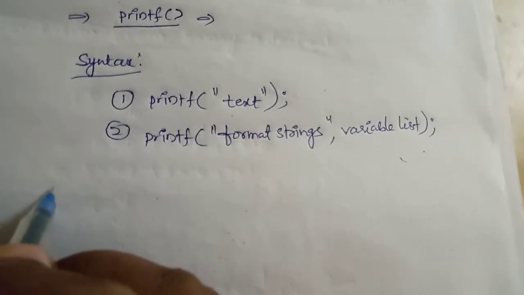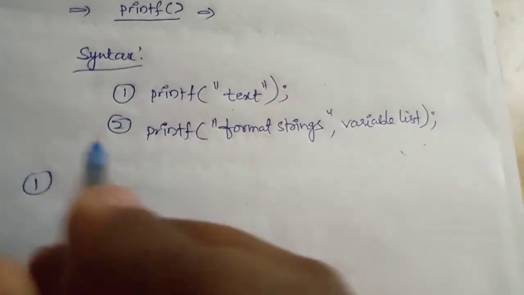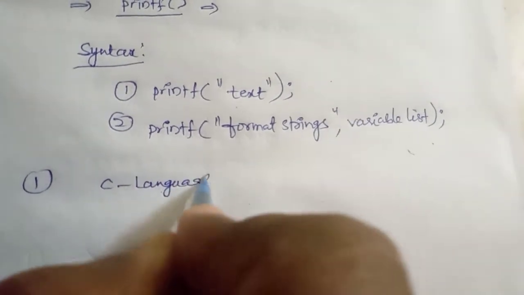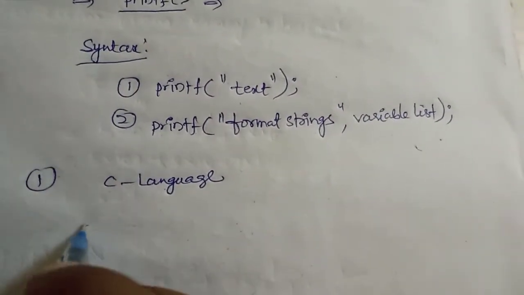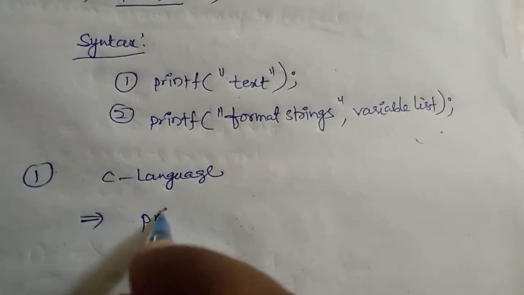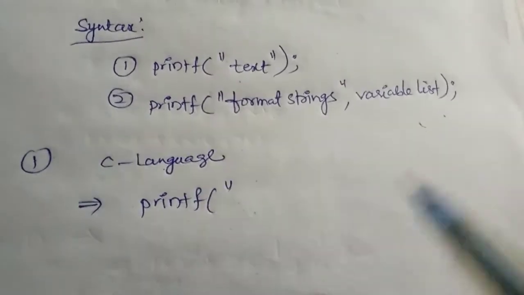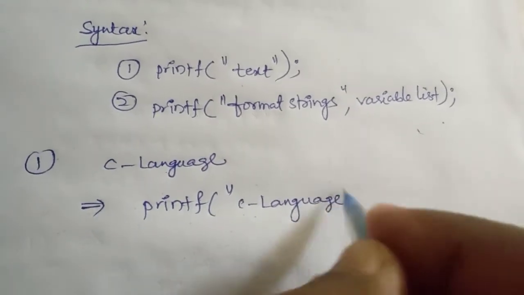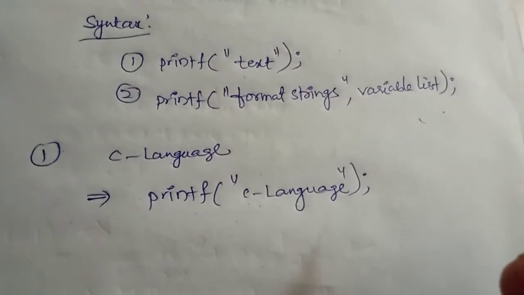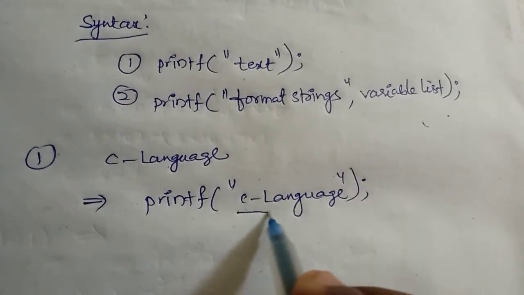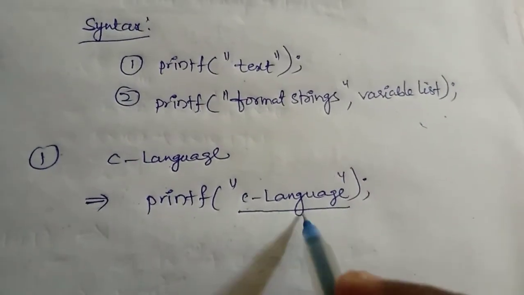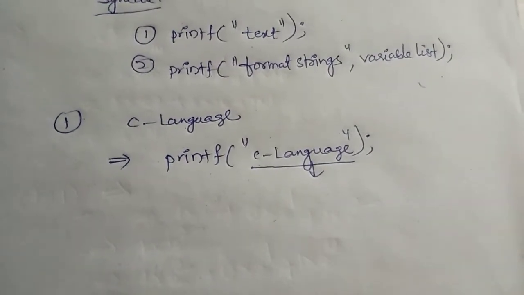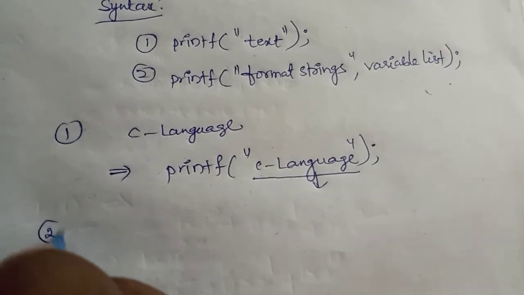So in the first one, for example, I want to print C language. To print anything, we have to use the function printf, and in double quotes you have to write C language. So this is the first syntax. That means normal text we have printed. Anything you write in between the double quotes will be printed on the monitor. So this is about the first syntax of printf.